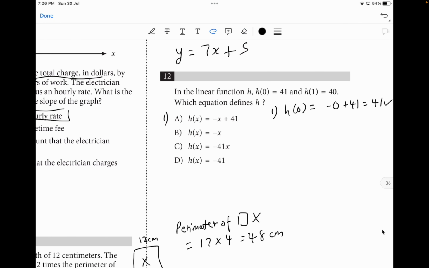That's accurate. h of 1 is equivalent to negative 1 plus 41. If you put this in your calculator, it's giving you 40. So that's correct. So it seems that option A's equation is giving us both correct answers for the x values of both 0 and 1. So we're just most likely going to be choosing A.